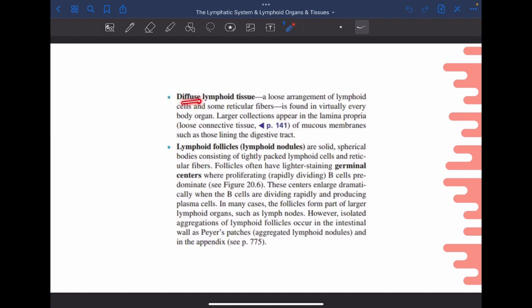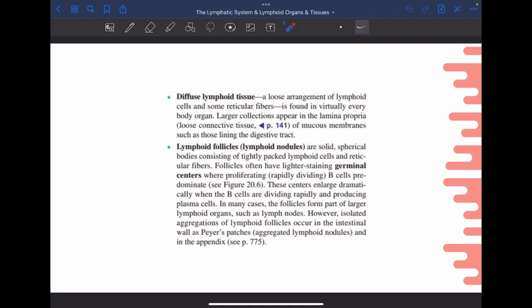They can either be diffuse, a loose arrangement that is present in some organs and some sites in our body, or it could be a lymphoid follicle or lymphoid nodule, which is a solid and dense spherical body that has lymphoid cells tightly packed. And in the center, we have a lightly staining region. We call it the germinal center, which consists of B cells that are highly proliferating and dividing.